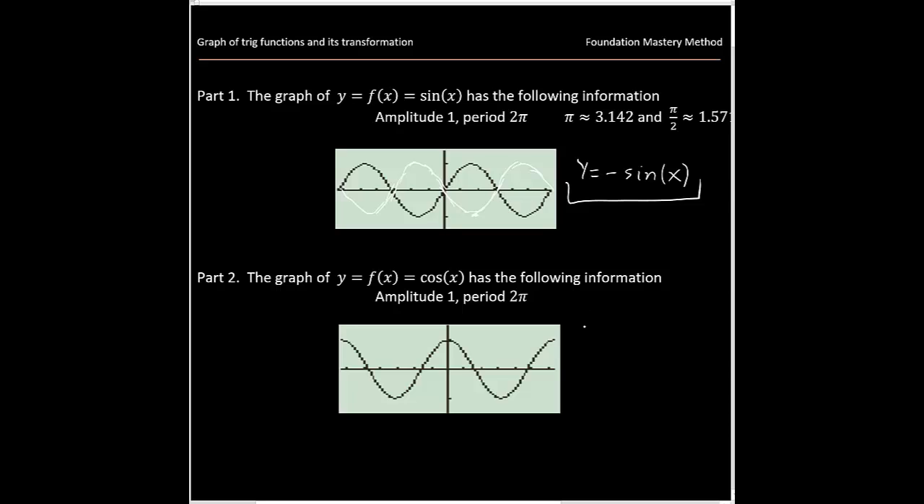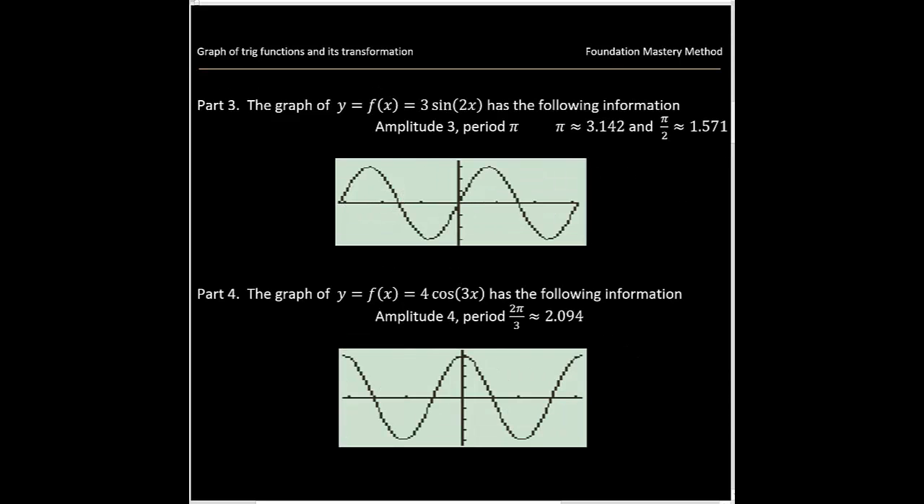Same way, if you write y equals negative cosine x, so this vertex here will go here, and then it will be like this. Graph will go like this. So this is my negative cosine x.